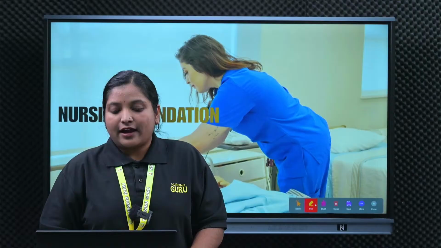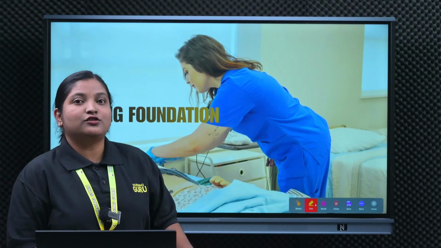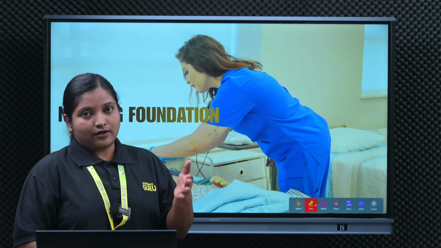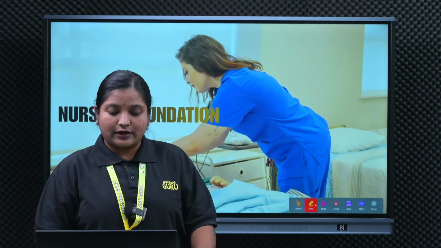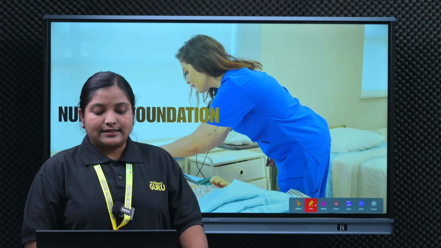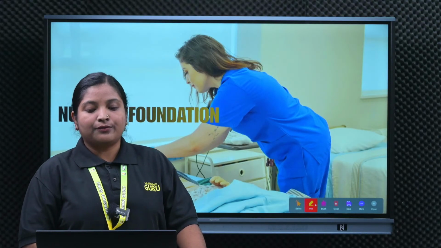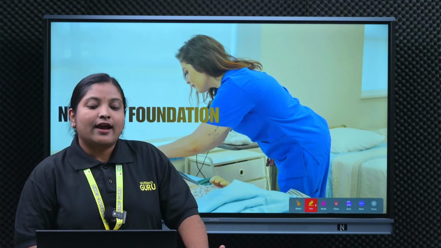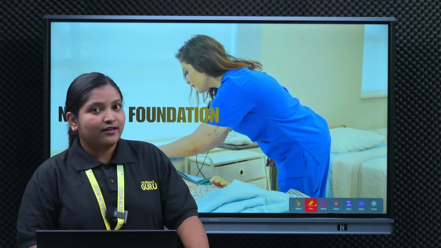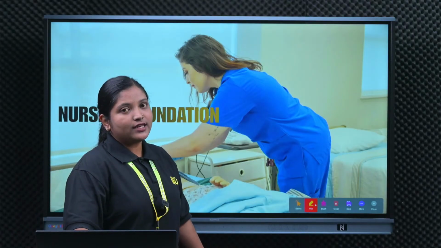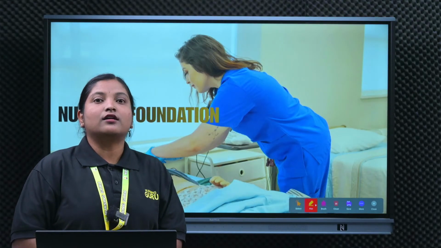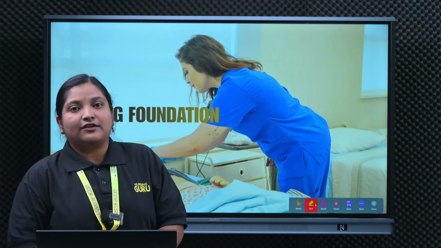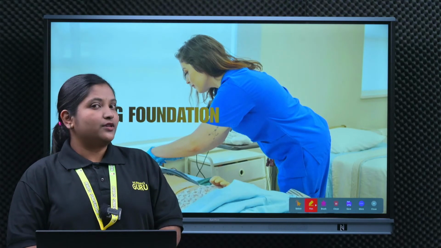So for that reason, today I'm going to conduct the units 5 and 6. In that, we are going to study documentation and reporting, and the next one, vital signs. These are the two units which come under the first semester BSc nursing, and these two units are very important.